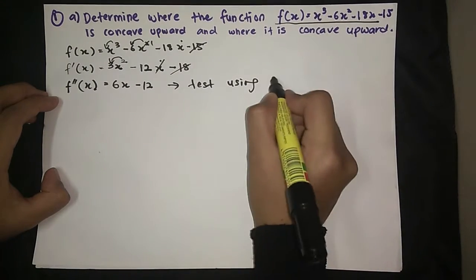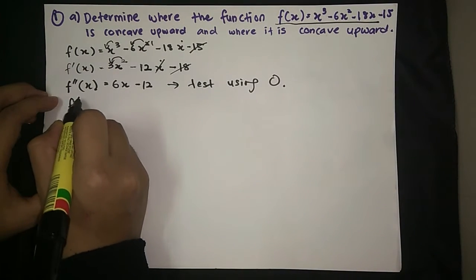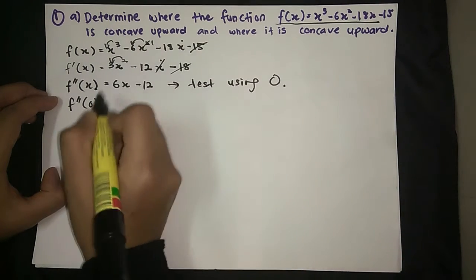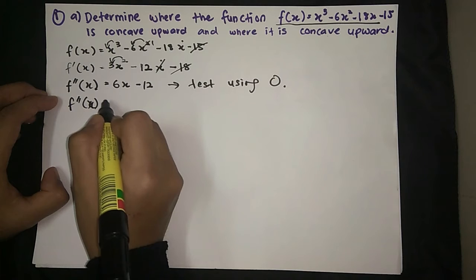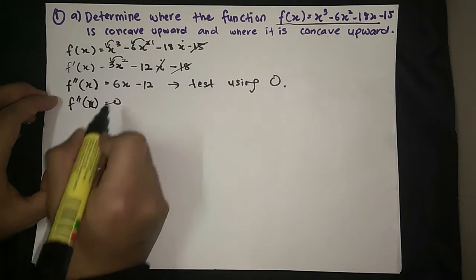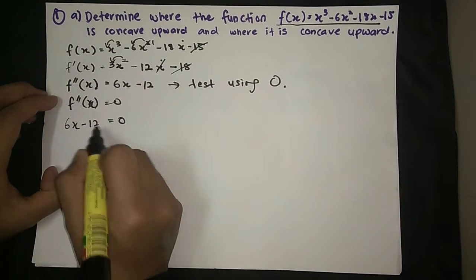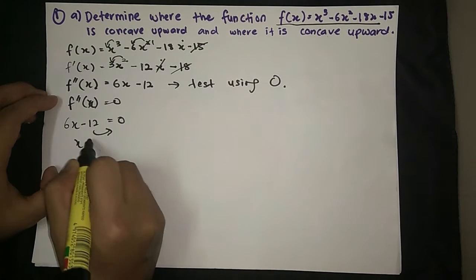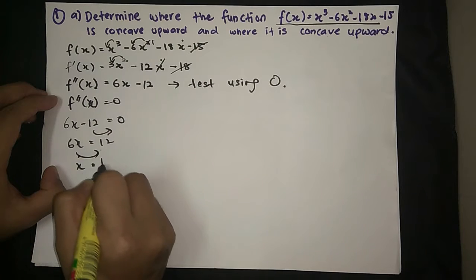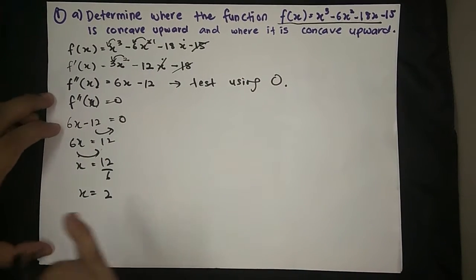Alright, so now we are going to test here. Okay, now we're going to test using 0, because we want to find the critical values, whether it is concave upward or concave downward. So we use the second derivative, we put 0, it becomes 6x minus 12 equal to 0. Then 6x becomes 12, x becomes 12 divided by 6, and x equal to 2. So yeah, we get 2.